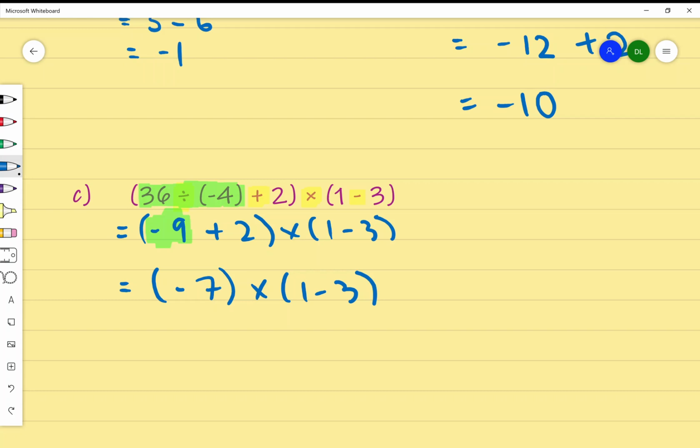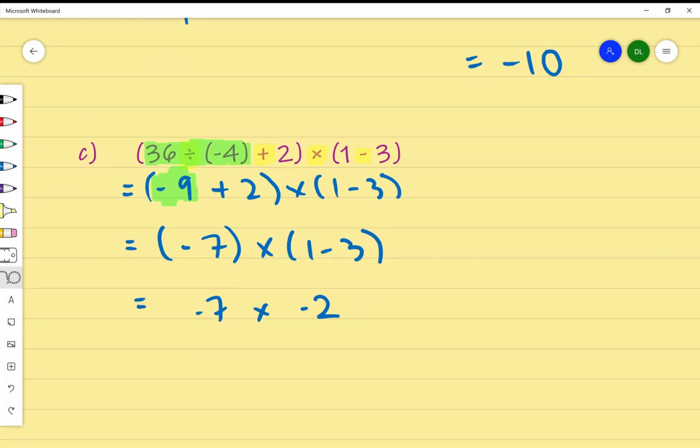Taylor, what's next? You do 1 minus 3. Good. Okay, it's the only one that's still in the brackets. So I'm going to focus on the 1 minus 3, which gives me negative 2. Now, I just copy the rest of it. Negative 7 times by that. Do I still need the brackets? No, I don't really need the brackets. Let's just get rid of them. There we go. Alright, we're left with negative 7 times negative 2.